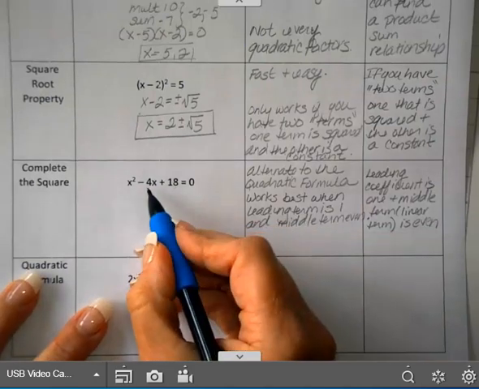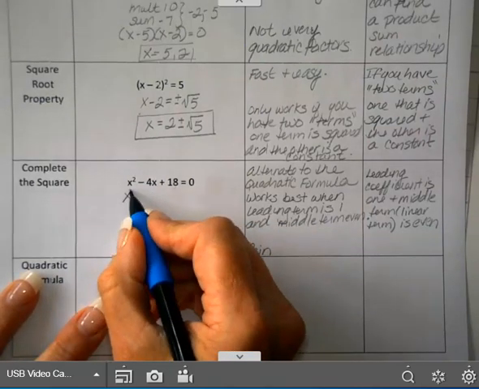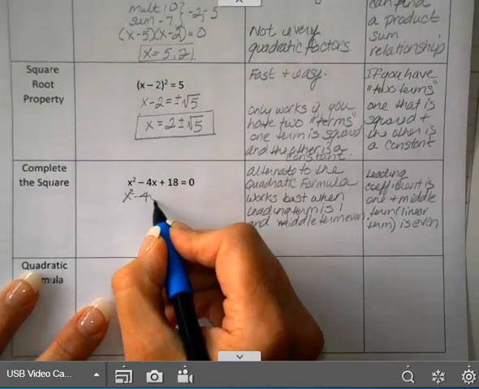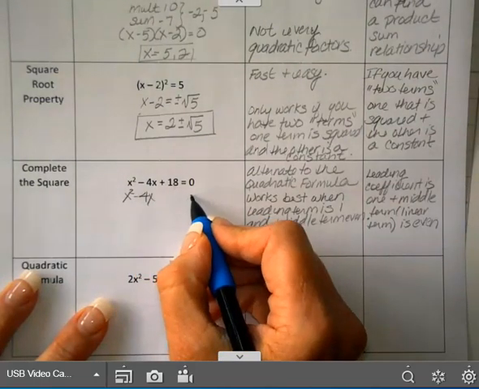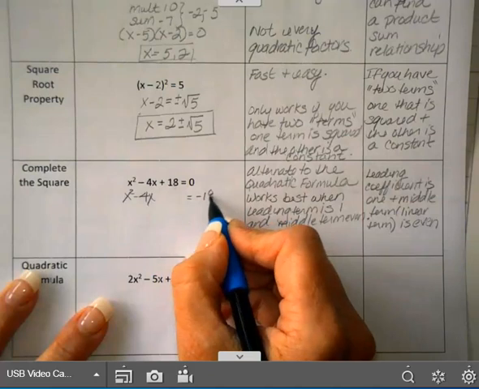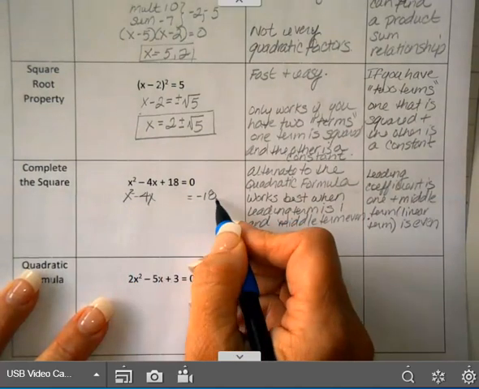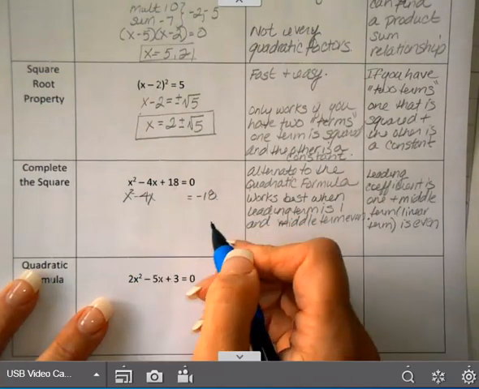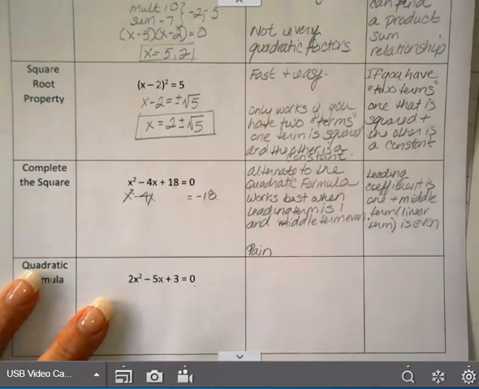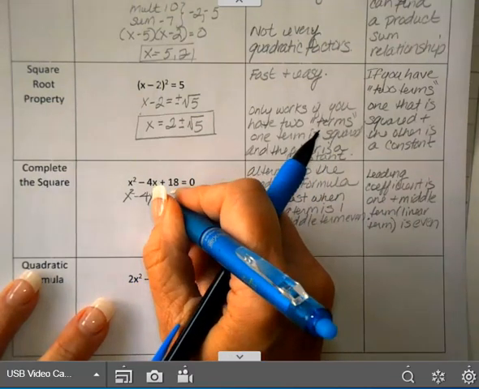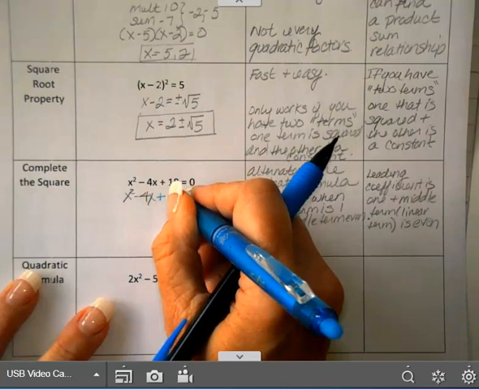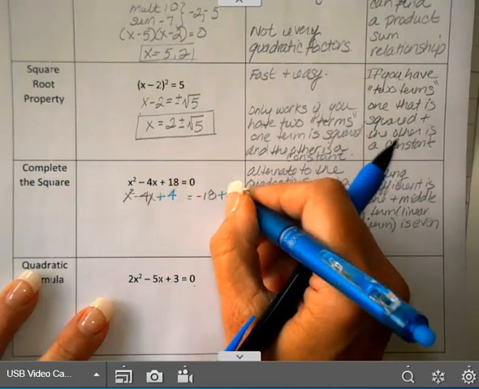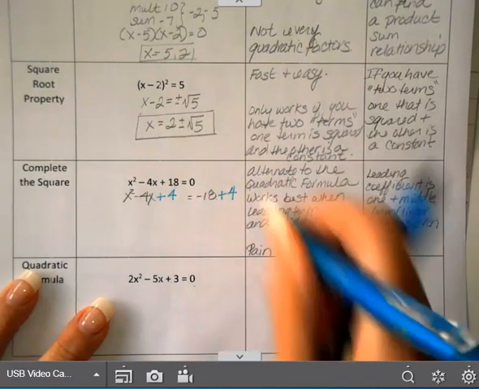So on this one, you create a space, and I'm going to move that 18 to the other side. So all your x's are on one side, numbers are on the other. Leave a little bit of space. You take half of your middle term and square it. So negative 2 squared, 2 squared is 4. I'm going to add that to both sides.